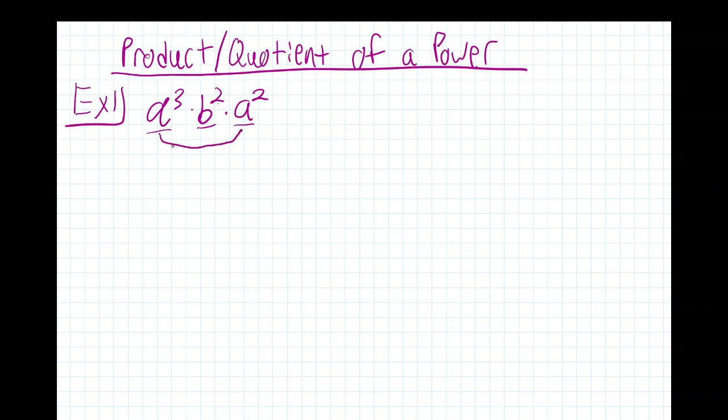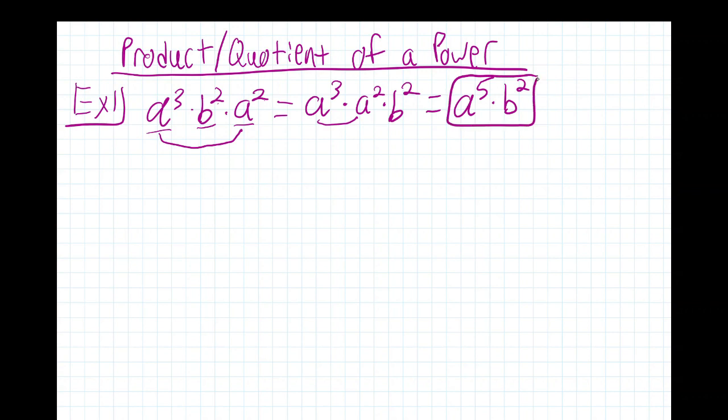So for example, if I'm multiplying a to the third times b squared times a squared, that's the same thing as saying a to the third times a squared times b squared. And when we do this, we just add the exponents. So a to the third times a to the second becomes a to the fifth times b squared for your answer there.